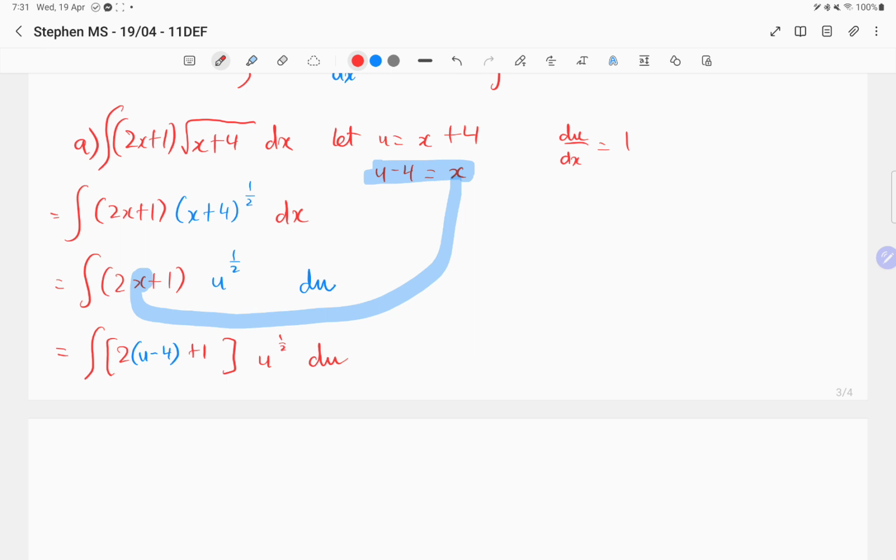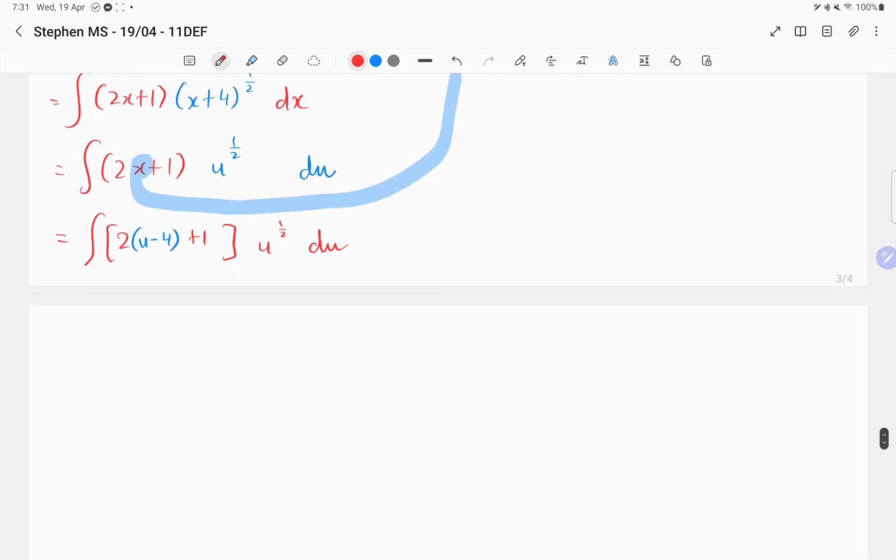Cool. Okay, so now everything is u. So how do we antiderive this? You have to solve for it first, correct? So antiderive, and then that would be 2u minus 8 plus 1, which is minus 7, and then u to the power 1/2.